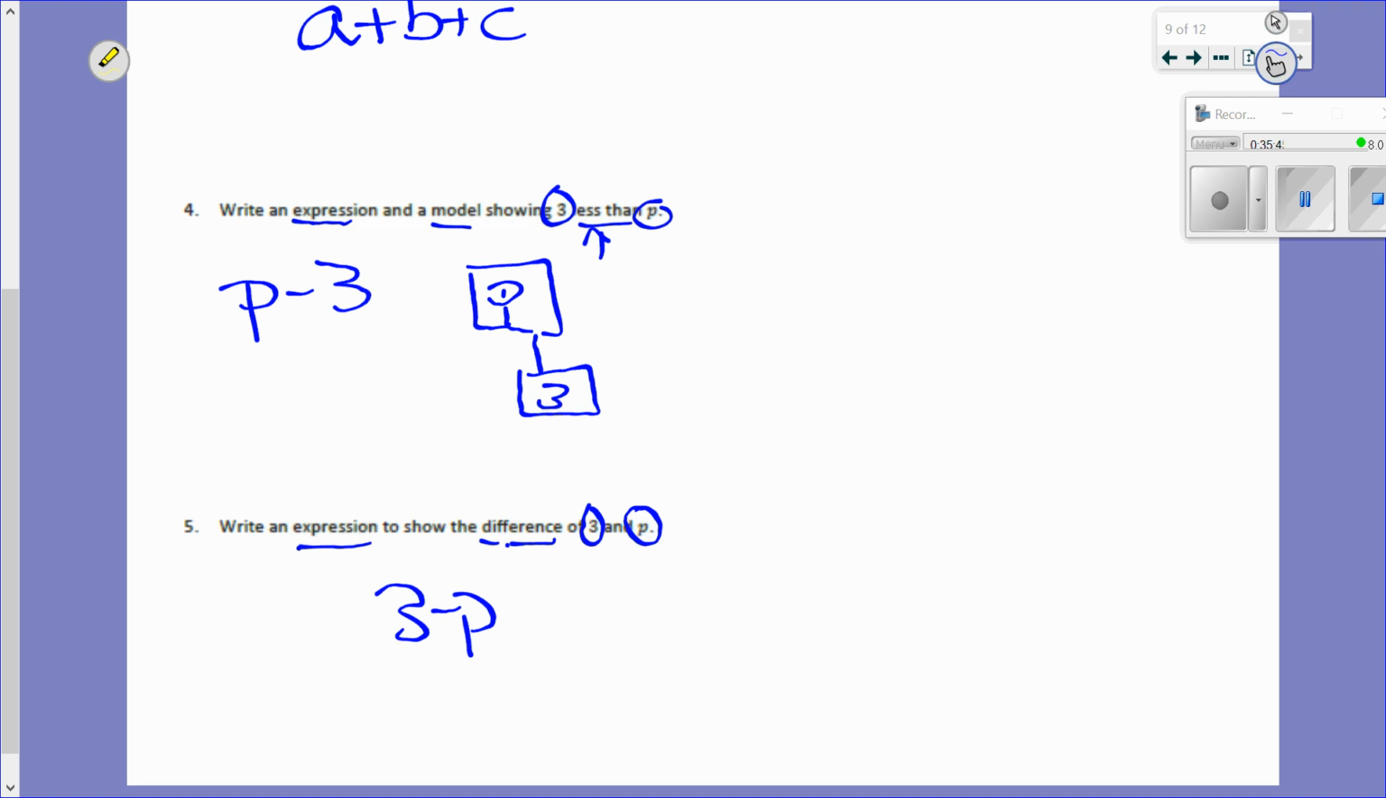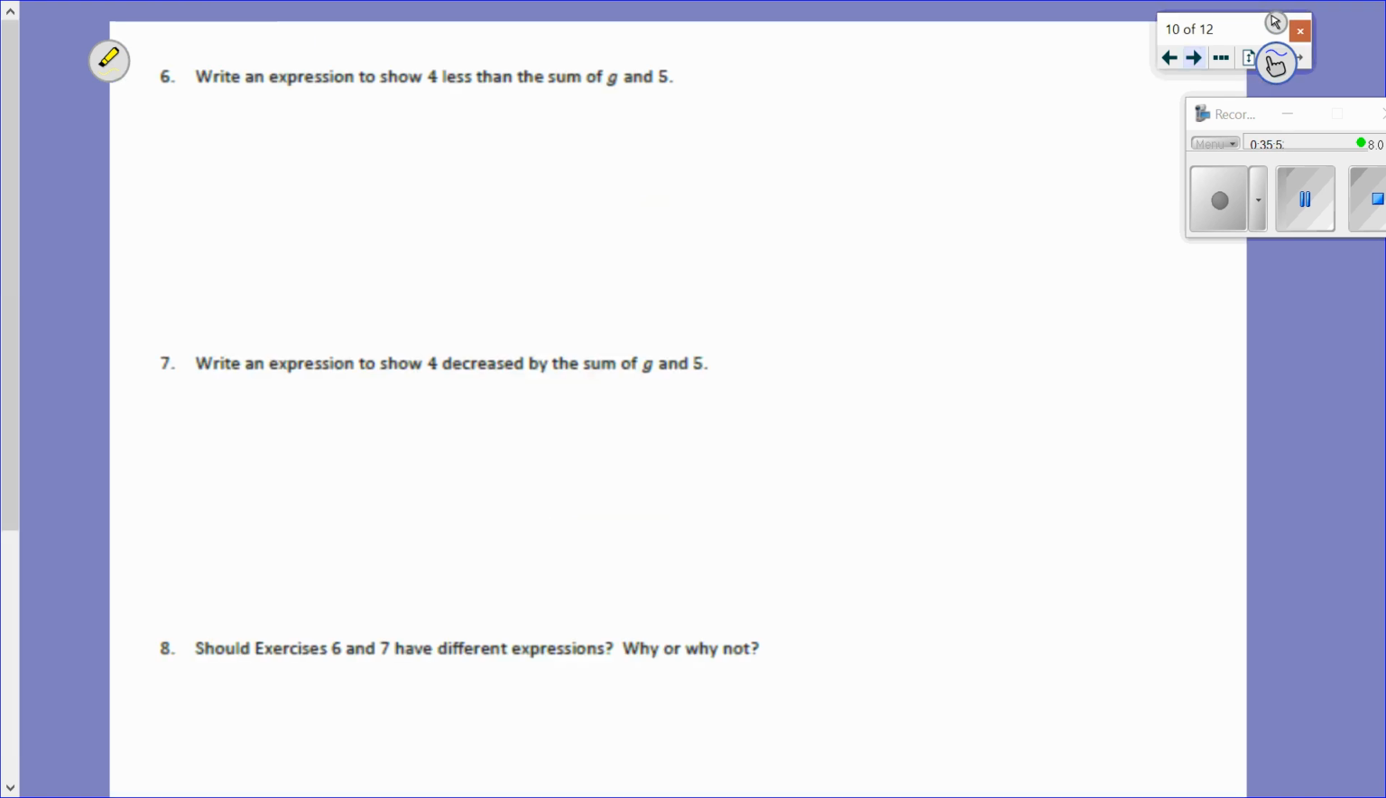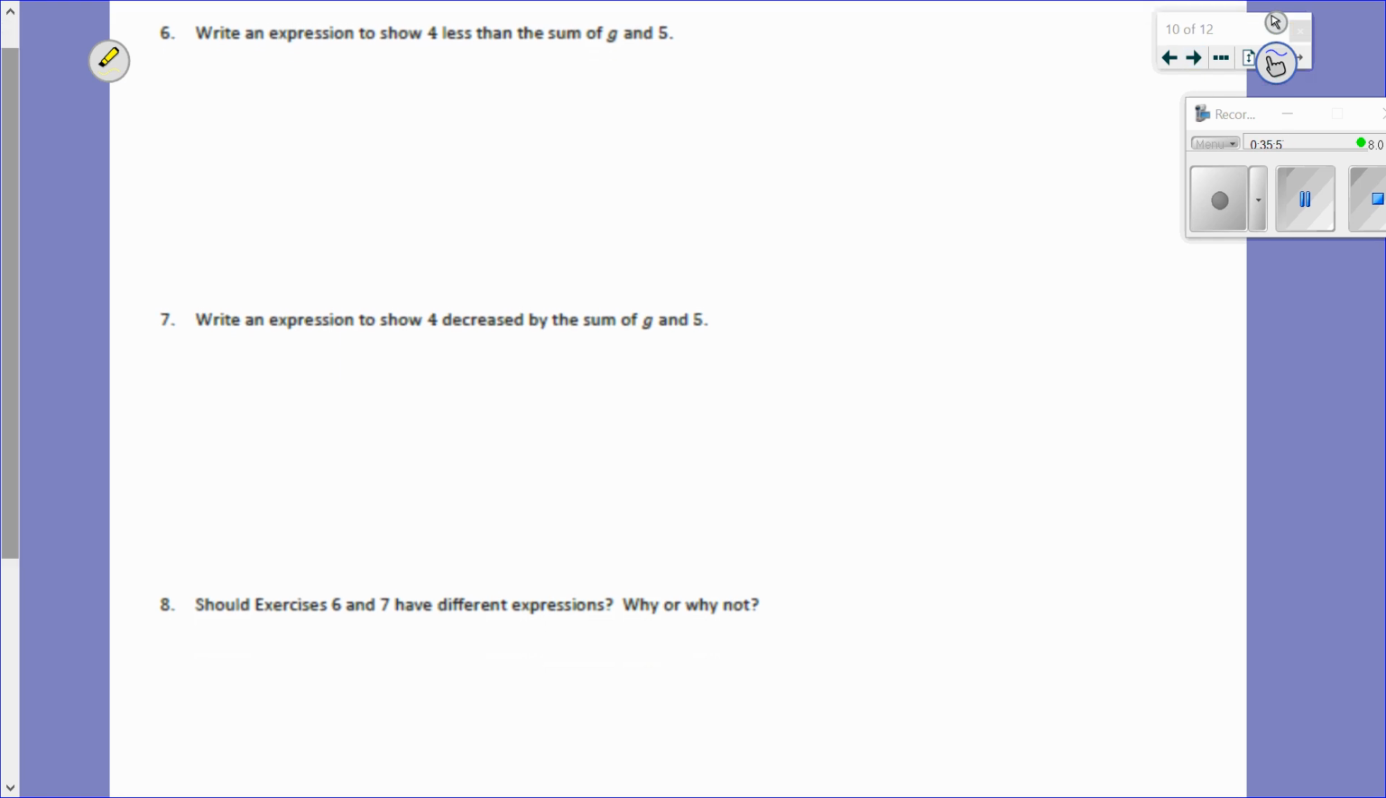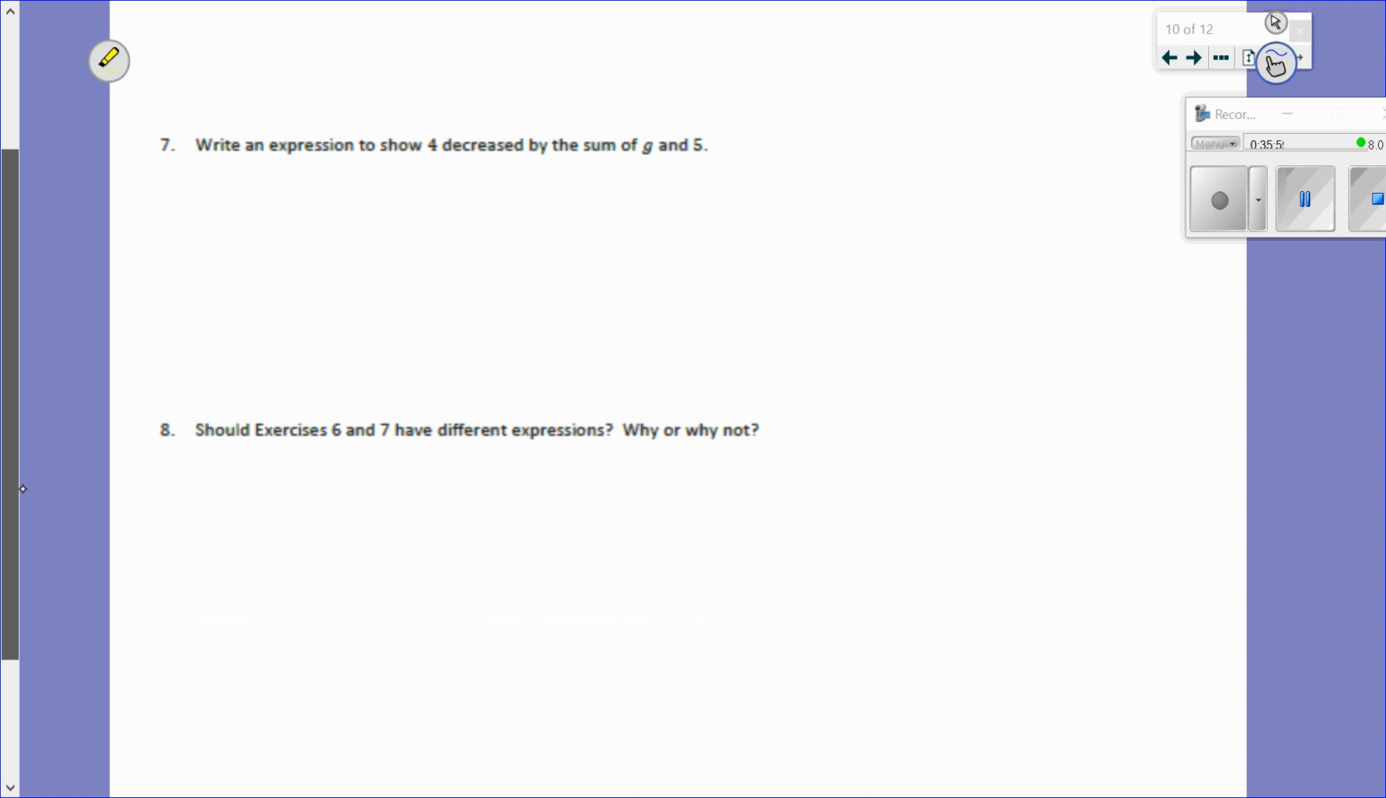Yeah. Okay, let's go ahead and make sure you got that. Turn the page again. Okay, you've got 3 more on this page. I'll give you 3 more minutes.